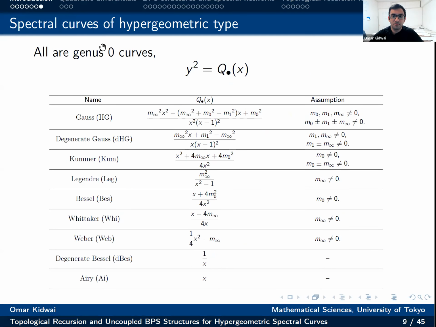And so the jargon that I'm using, I'm going to call my examples spectral curves of hypergeometric type. All it literally means is that it's one of these 9 examples. Again, the one to keep in mind is just the Gauss hypergeometric quadratic differential spectral curve. I'll call all these things hypergeometric type, and I think of them as genus 0 curves, hyperelliptic curves given by y squared equals q.